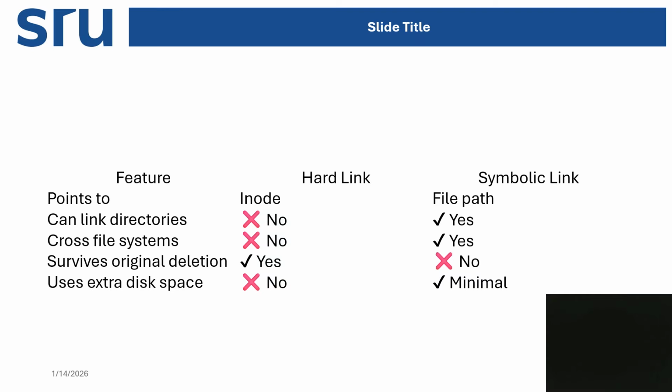Cross file system: in the case of hard links, it will not allow such links, but in the case of a symbolic link, it allows both. Survives original deletion: with a hard link, survival is there, but with a symbolic link, there is no survival. It creates a dangling pointer. Uses extra disk space: in the case of a symbolic link, that is minimal. Okay. So this is about the soft link and hard link.